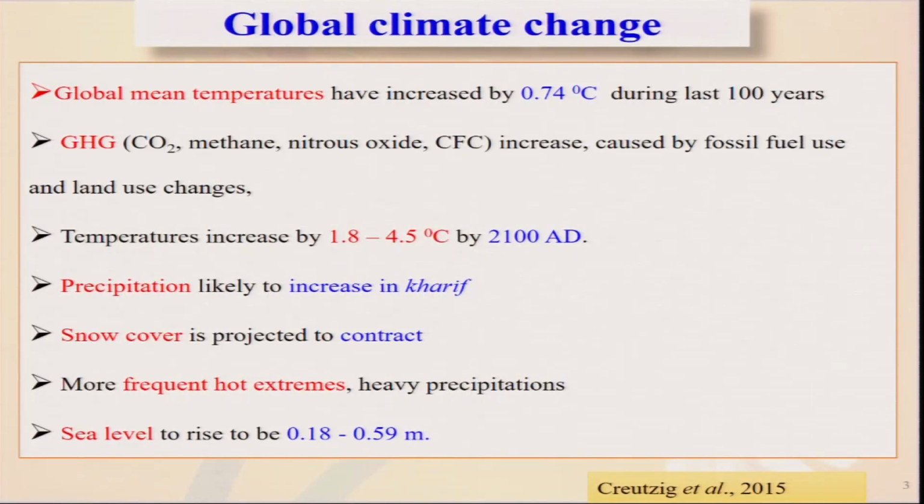If you see, the global mean temperature has increased 0.74 degrees over the last 100 years. Just seeing it, we can say it has increased only 0.74. What does a great deal?